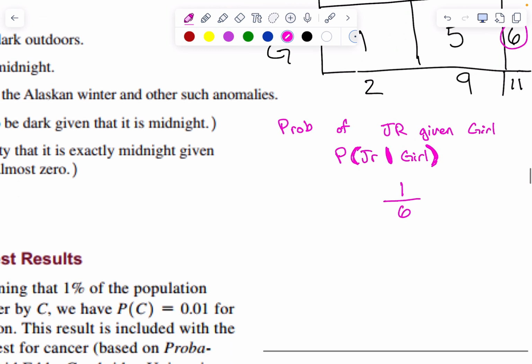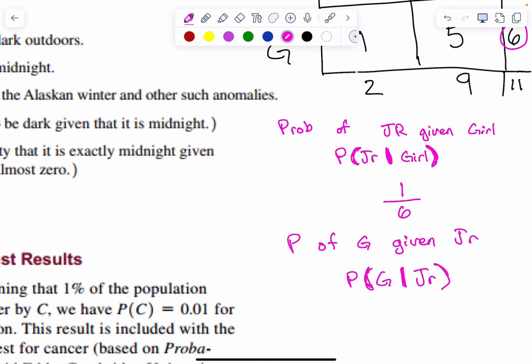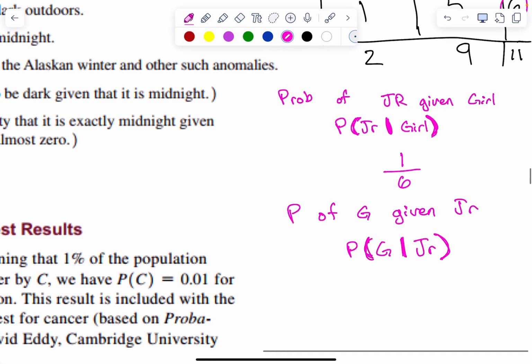Okay, now let's say I flip that around though. What is the probability of a girl given that they are a junior? Let's flip it around and see if we end up with something similar. Probability of girl given junior. So girl with a slash, junior. Now, still not talking about all 11 of you. I'm only talking about the juniors, which is 2. And of those, we only have 1, which is a girl.